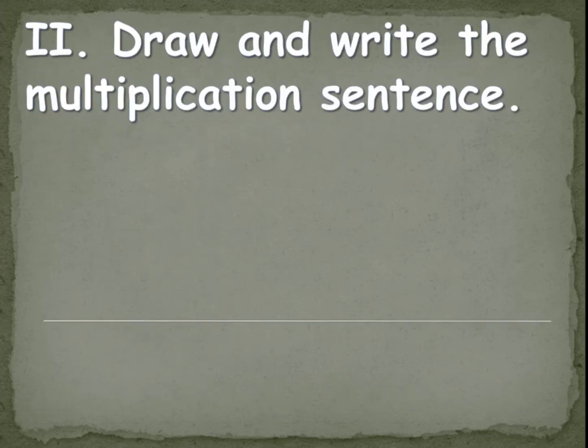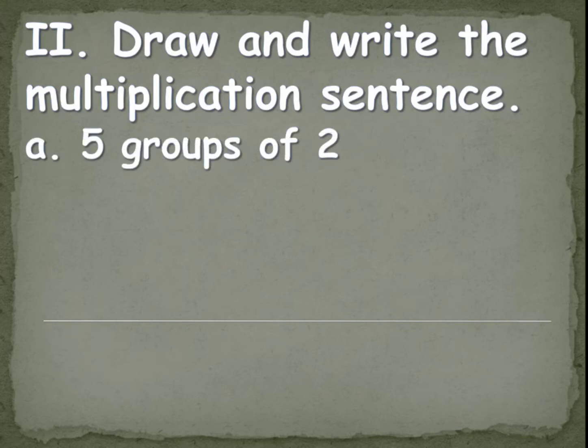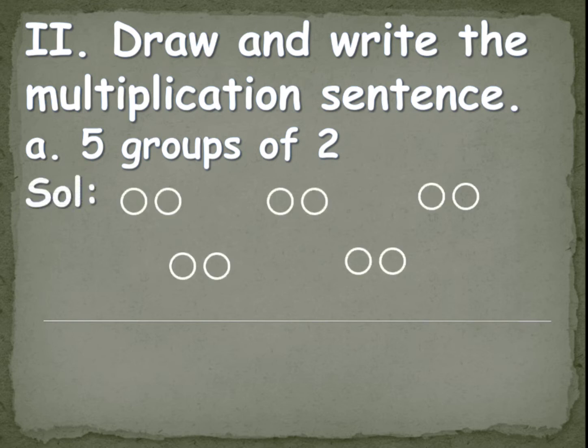Coming to your second bit, draw and write the multiplication sentence. So here they have written in the words. You have to draw the things and you have to also write the multiplication sentence. So here 5 groups of 2. That means each group has 2, and like that there are 5 groups. So in this way you need to draw. So each group has 2 and there are 5 groups. Isn't it, children? 1, 2, 3, 4, 5. Okay, in this way you need to draw.